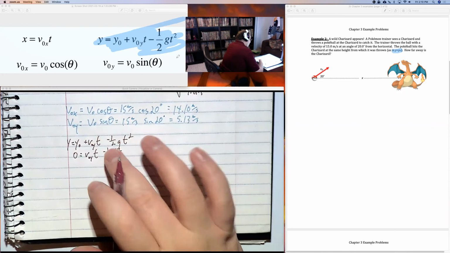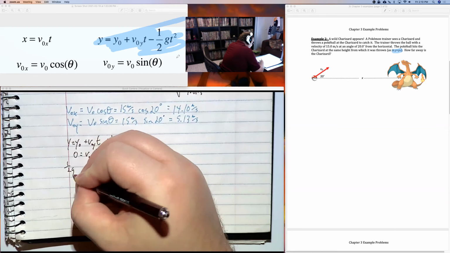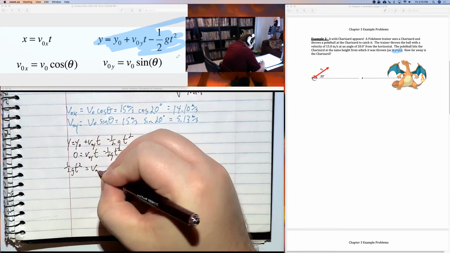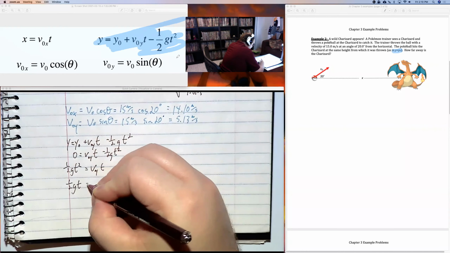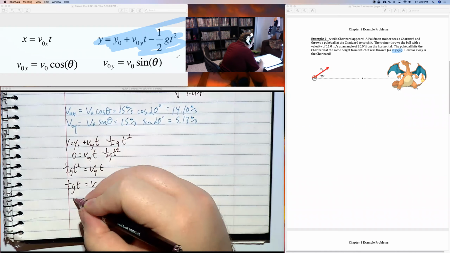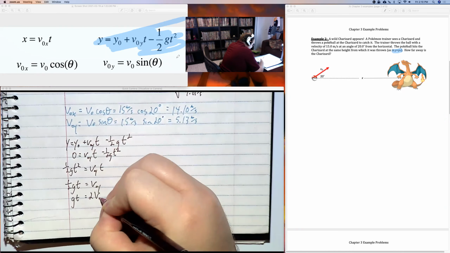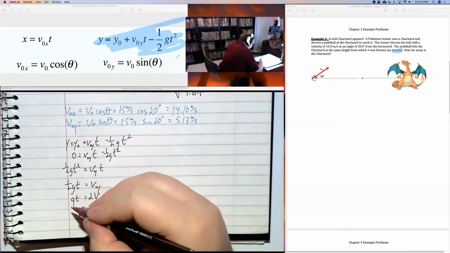What I would do is I'll add 1/2 g t squared to both sides. Divide both sides by t. Multiply both sides by 2. Divide both sides by g.